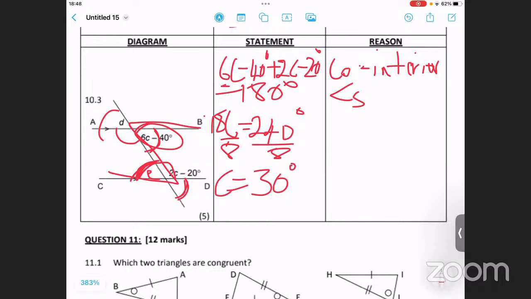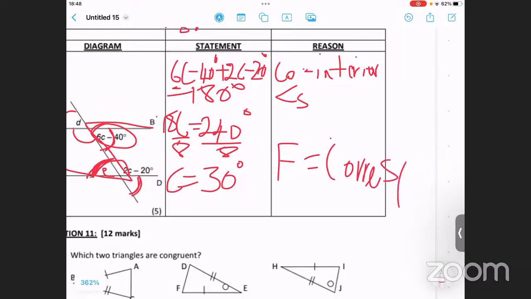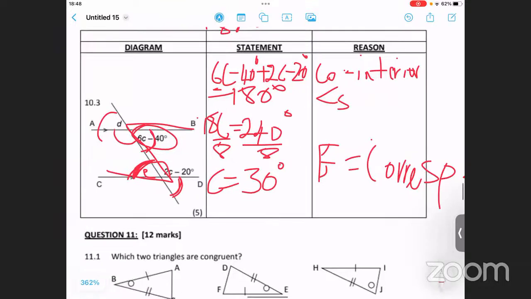Yes. And one of the properties is that those angles would be equal because they're parallel lines. F is corresponding angles. This angle is equal to this one, and they are called corresponding angles. And then the U, you got it. It's co-interior angles, these ones. And our Z is alternate angles.